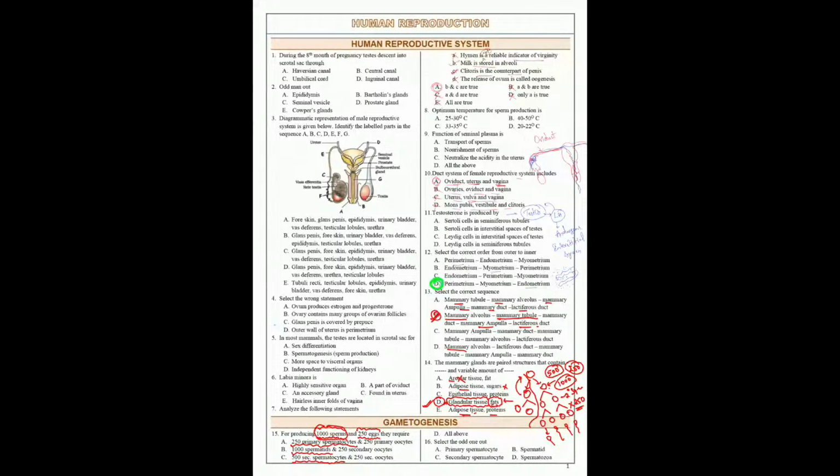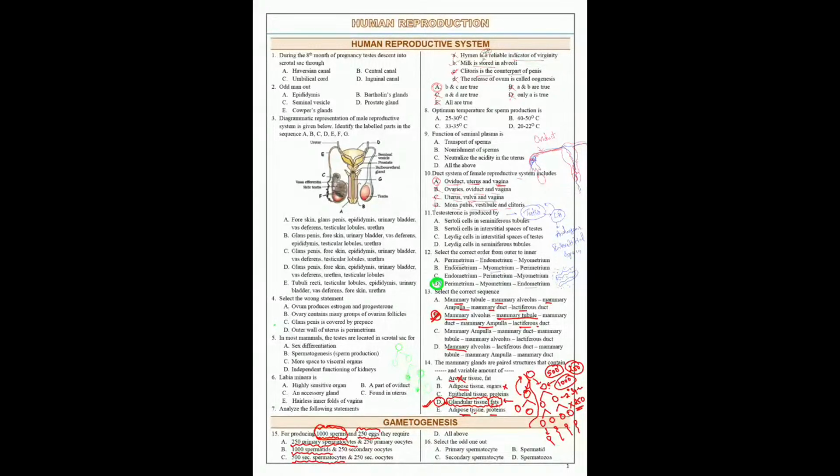So we need to check oogenesis here. Okay, let's go with oogenesis. Oogenesis means this is your oogonia. Oogonia will produce primary oocyte. Primary oocyte will produce secondary oocyte, and this is one polar body and one secondary oocyte. One secondary oocyte will be produced, like one polar body and then one ovum, the definitive ovum. Finally the zygote will be there.